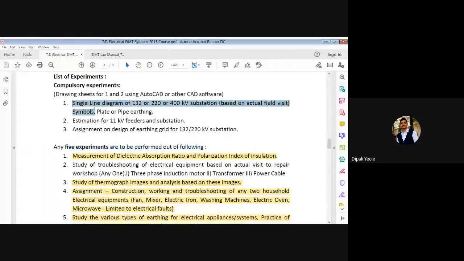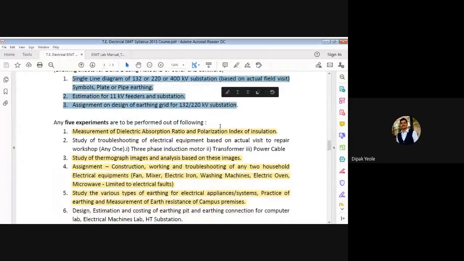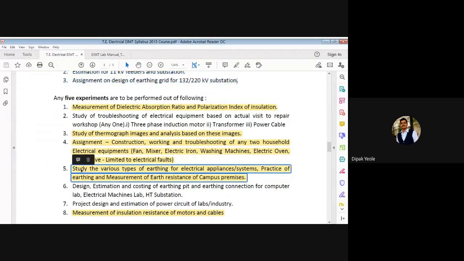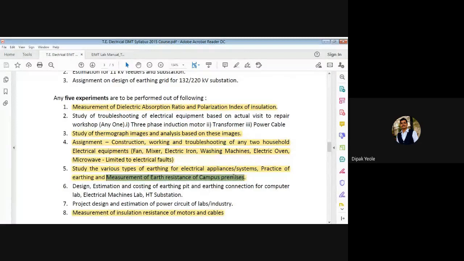So these 3 compulsory experiments are there, and today we are interested to perform any 5 experiments, or we will discuss 1 experiment from these 8 experiments. So we will cover this point: the types of earthing for electrical appliances systems, practice of earthing, and measurement of earth resistance of campus premises.